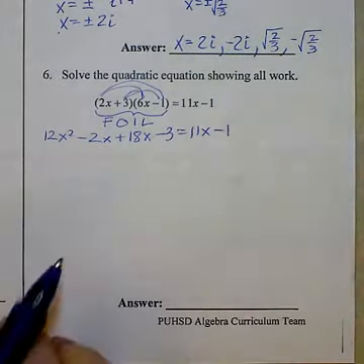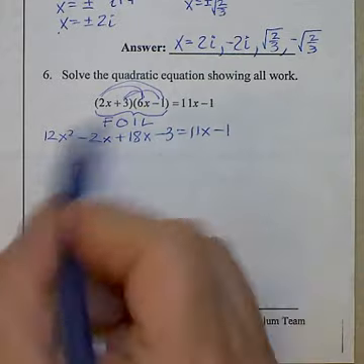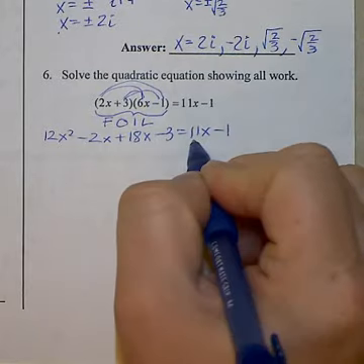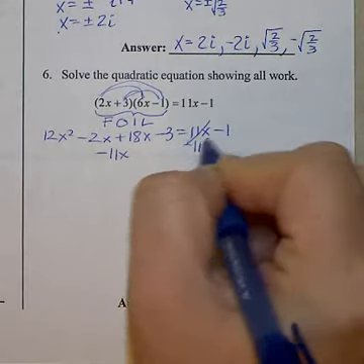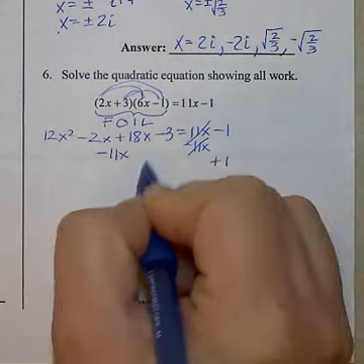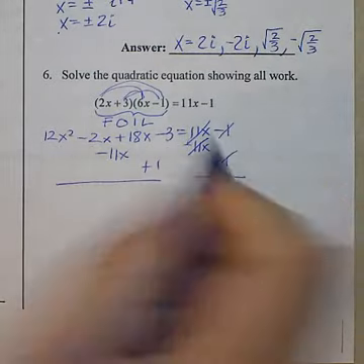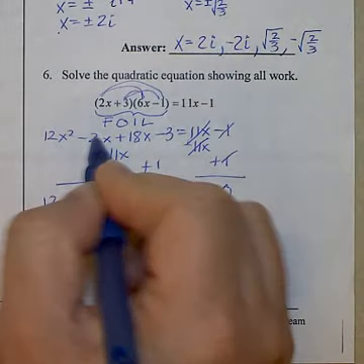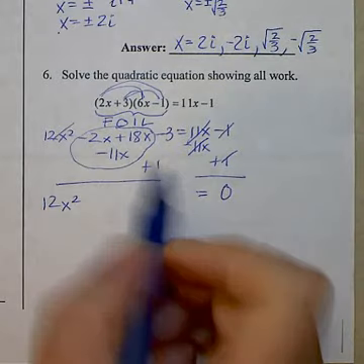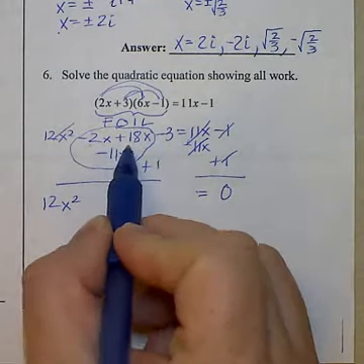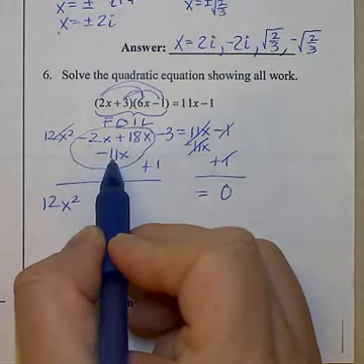Now I'm going to combine like terms. So before I even combine these, I'm going to move these two terms over so I have everything on the left-hand side. So to move over a positive 11x, I'm going to subtract. To move over a negative 1, I'm going to add. And now I have 12x squared, combining these three terms because they all contain an x. Negative 2 and 18 is 16, and positive 16 and negative 11 is positive 5.